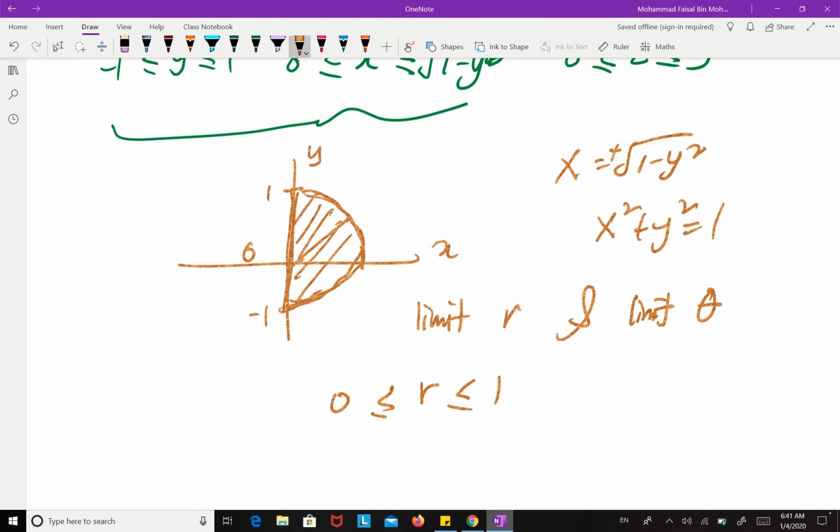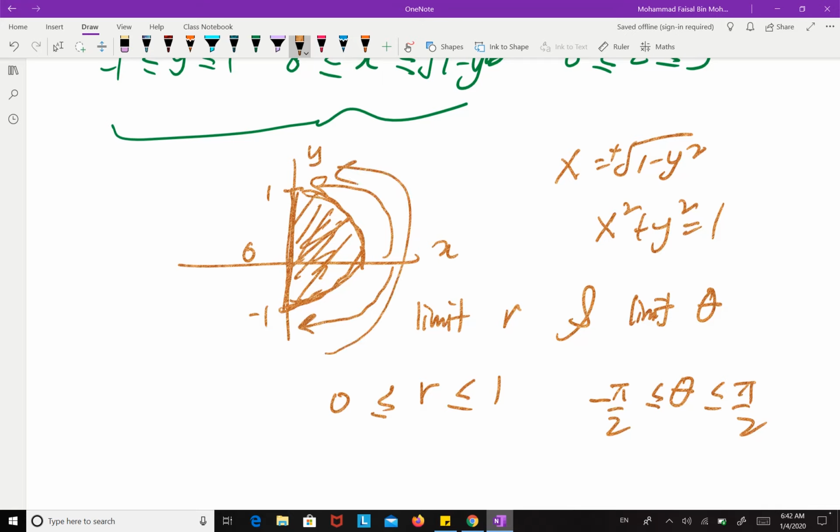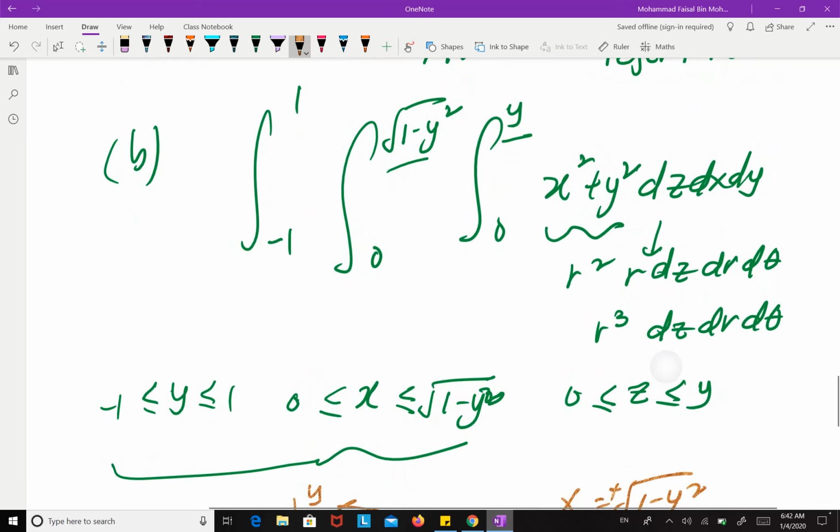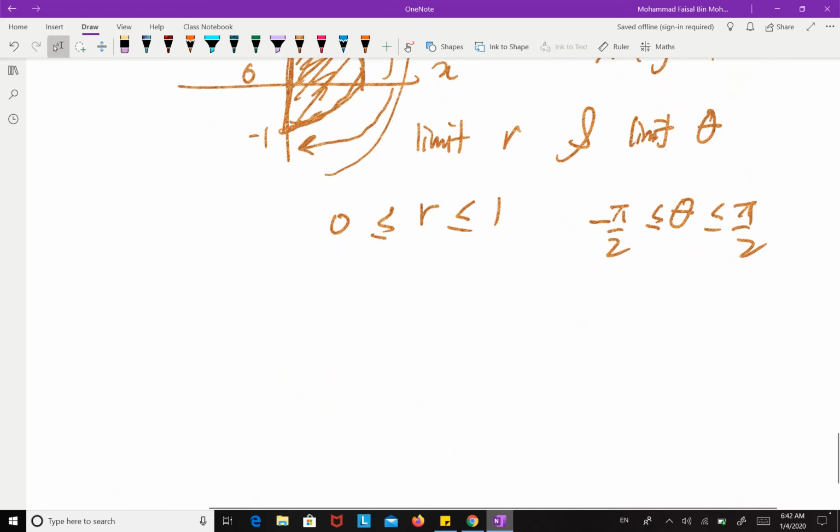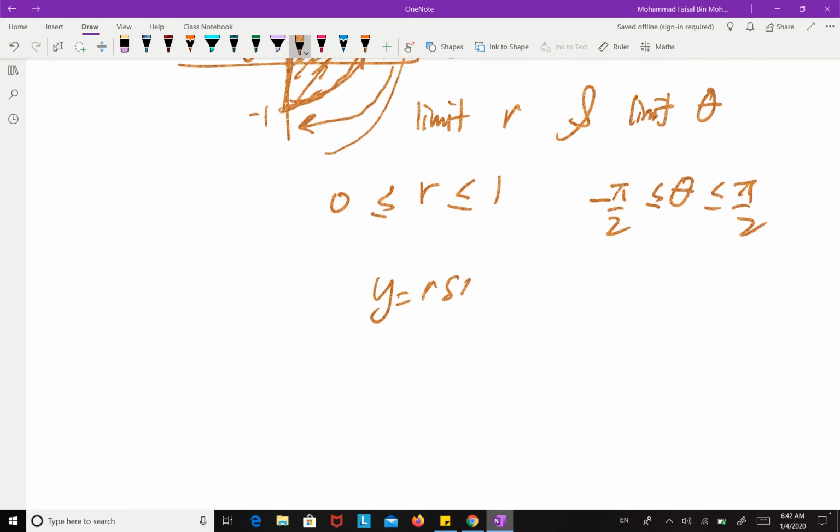Your theta should be negative pi over 2 to pi over 2. If it is like this, it is negative pi over 2 to pi over 2. Actually one part is here and another one is here, so the whole thing will be negative pi over 2 to pi over 2. Now how about your z? You have 0 to y. What is y? Y is r sine theta. So done. Your z is between 0 to r sine theta.